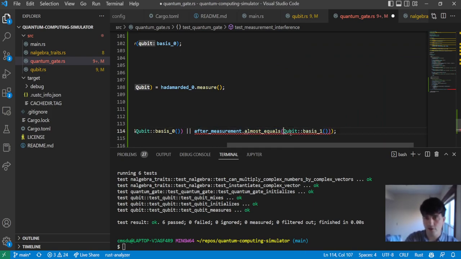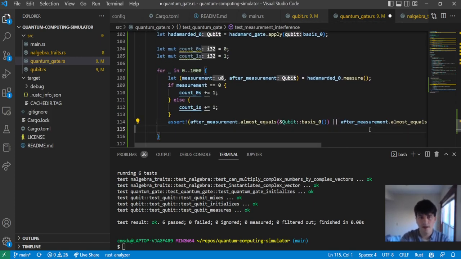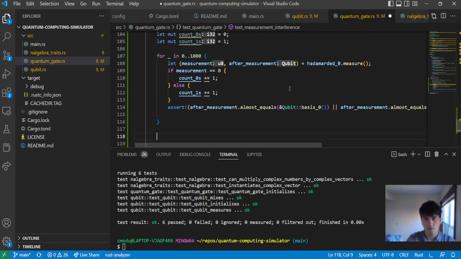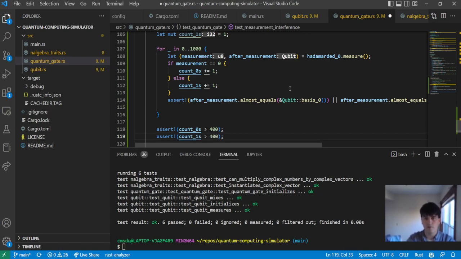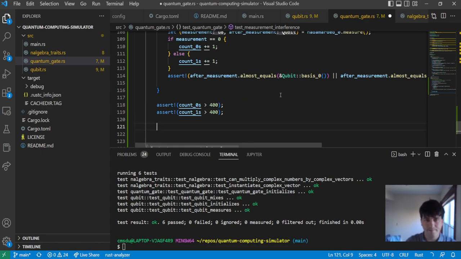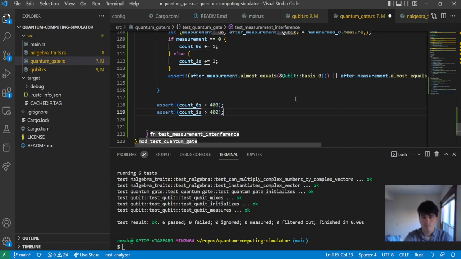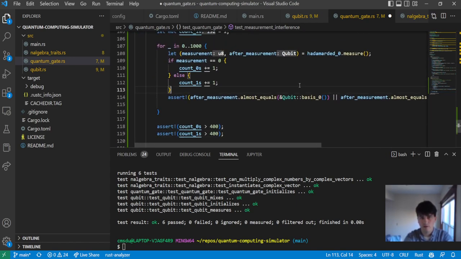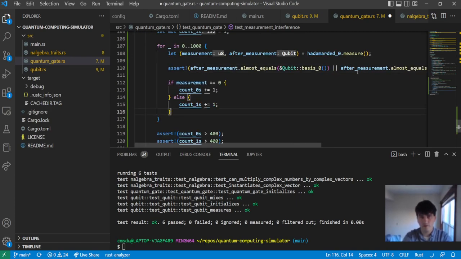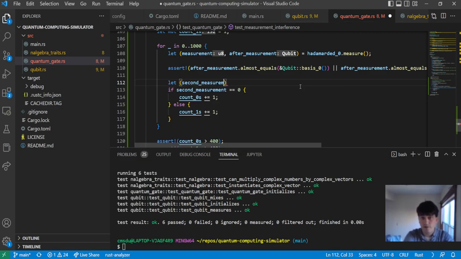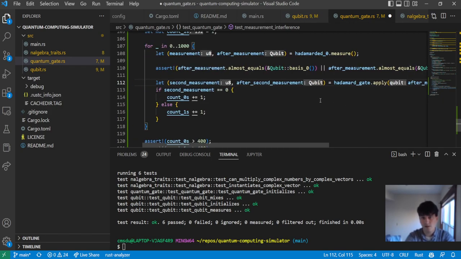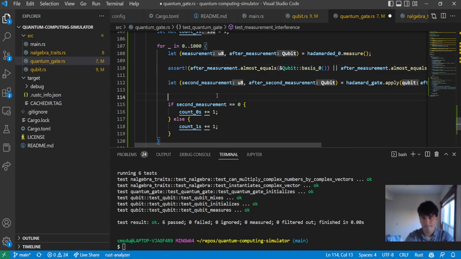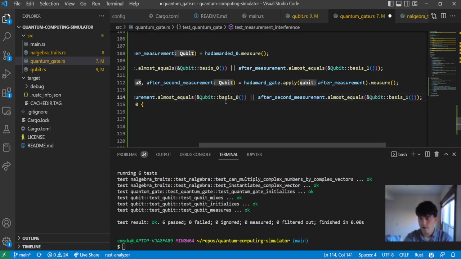Okay, so after we measure it, it should definitely be in one of the two states. And then once we're done with that, we will assert that we're within a reasonable margin of 50-50. And then we want to pass the result back through a Hadamard gate. And so I'm actually going to take all of these and move them later. Say second measurement, and we'll say let second measurement, and after second measurement be applied there. And then we'll add things up.